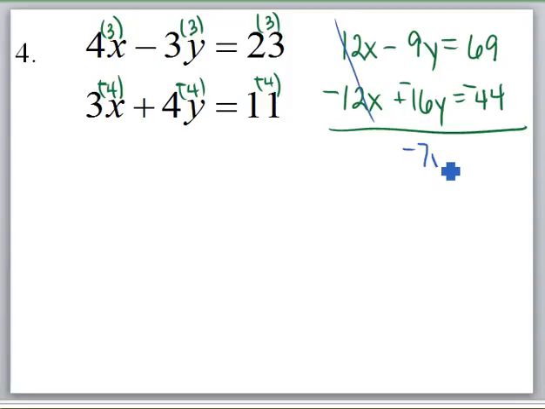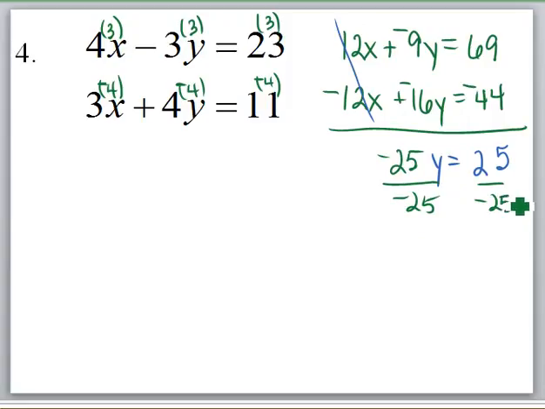This gives me -7y equals... This is a 25. And then oh wait, here's a mistake. I apologize. I nearly made a crucial mistake. This is actually a -9. So what I really have here is a -9 plus a -16. I always have to be careful of those negatives. So I end up getting a -25. So when I divide by -25 on both sides, I get y is -1.